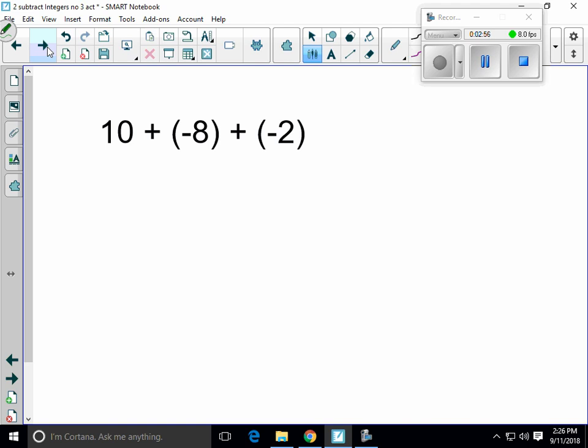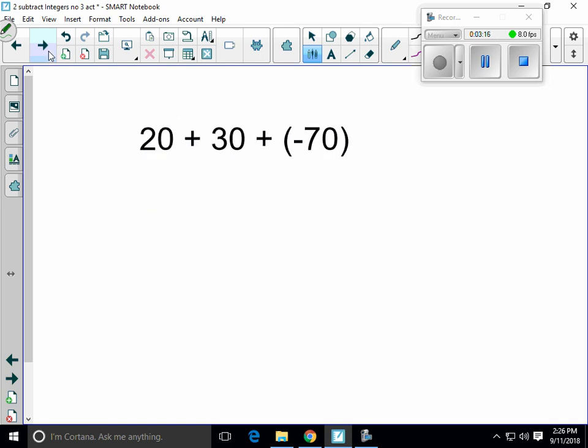10 plus negative 8 plus negative 2. Okay, so the first 2, 10 plus negative 8 would be positive 2. There are more positives. And then 2 plus negative 2. I have $2. I owe $2. When I pay that off, I'm going to have nothing. 0. Okay, and the last review for addition. 20 plus 30 is 50. Bring down the plus negative 70. 50 plus negative 70. You owe more. Subtract those absolute values. 70 minus 50 is 20.